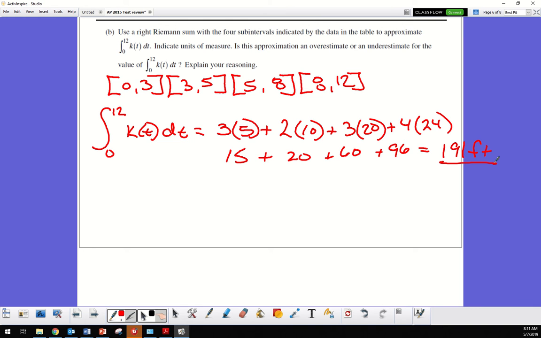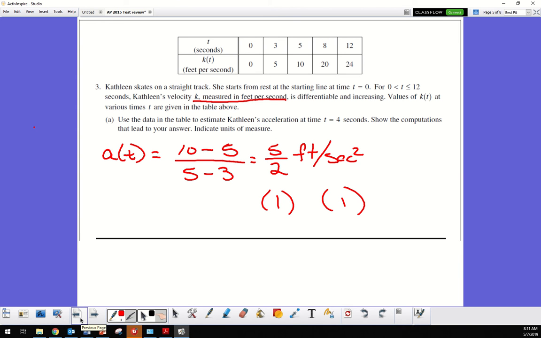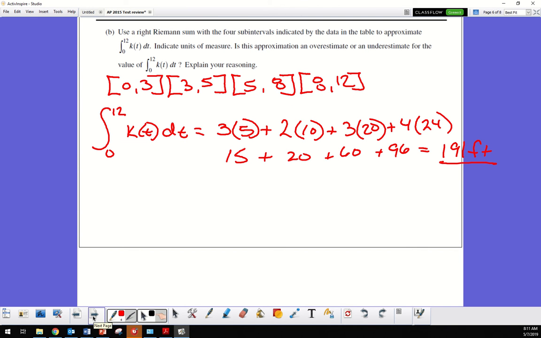Over. Overestimate, underestimate. Okay, so I think it's on the previous one. Right here it says differentiable and increasing. There we go. And increasing. So if I'm doing the right hand of an increasing graph, it's always going to be overestimating.